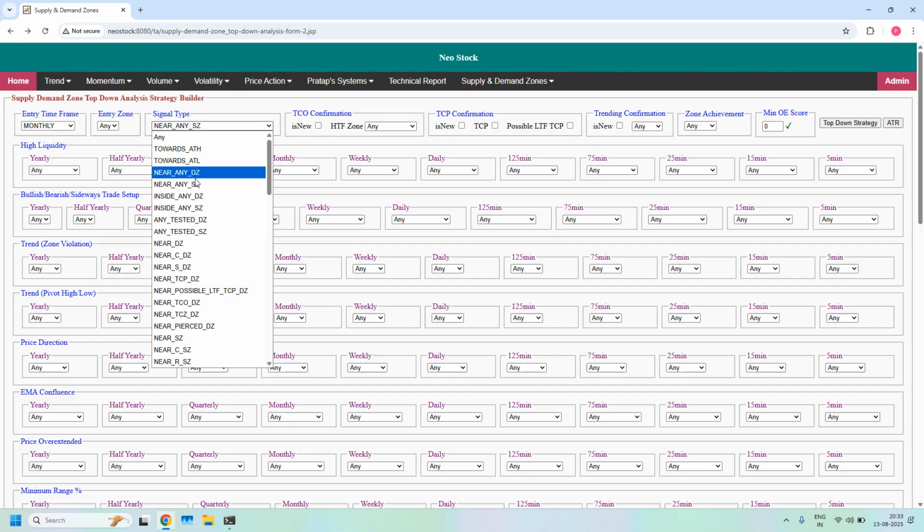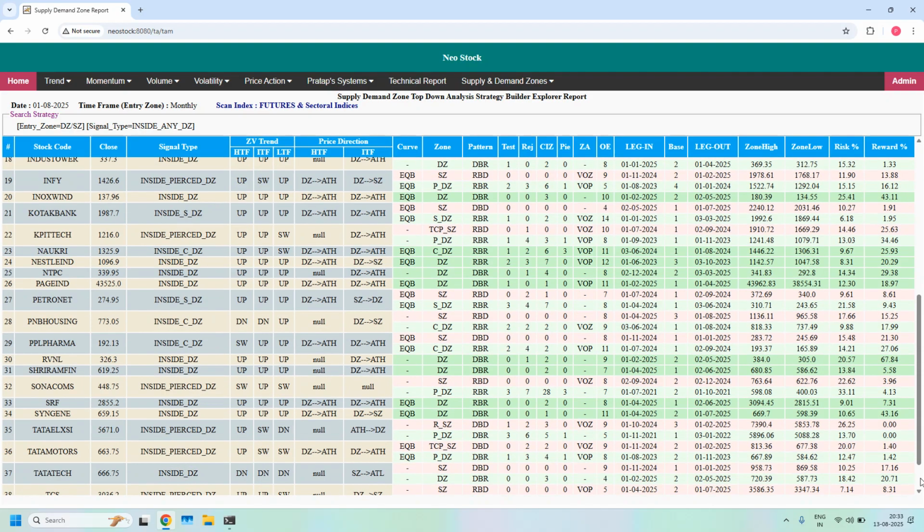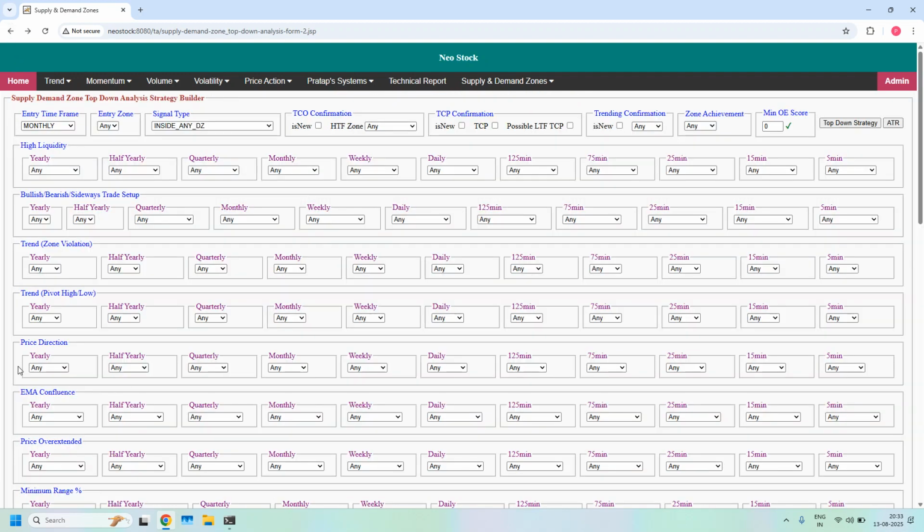Next, price closed inside the monthly demand zone. First 18 stocks in the list. Scrolling the list down. Total 40 stocks. We can further filter with EMA confluence on the monthly demand zone.